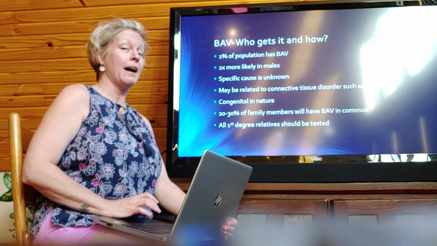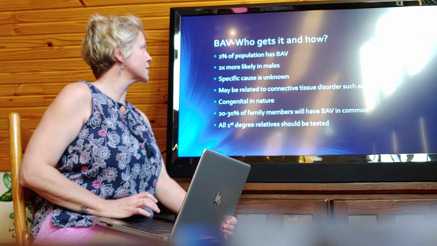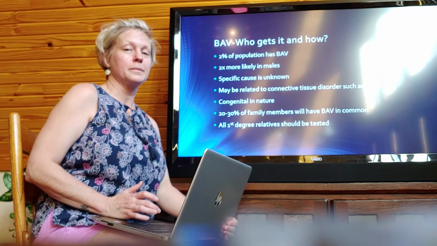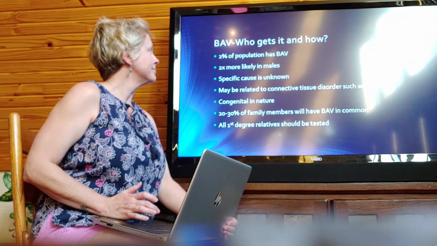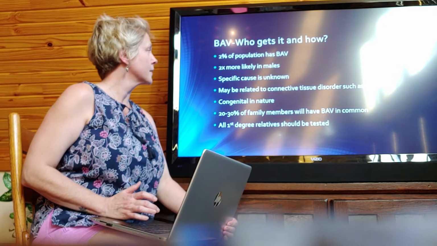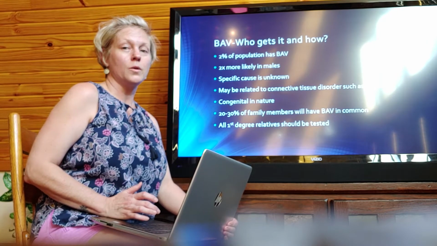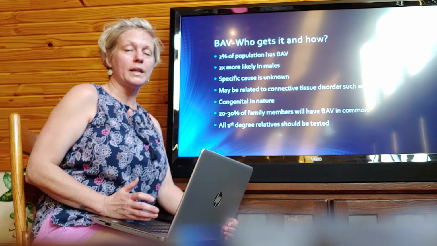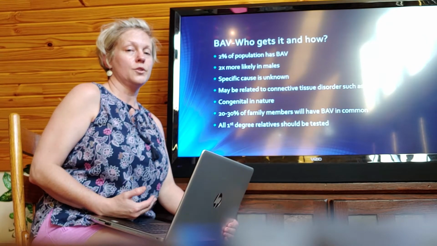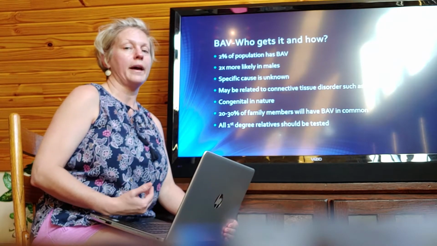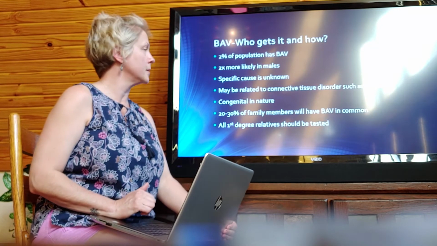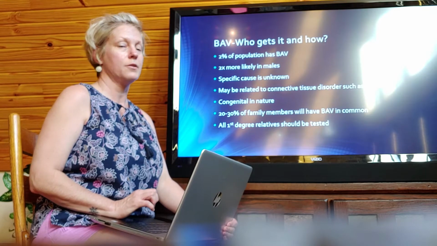Who gets it and how do you get it? So 2% of the population supposedly has a bicuspid aortic valve. It's 2 times more likely to occur in males than females. The specific cause is unknown, but they have seen some relation between a connective tissue disorder like Marfan's and the occurrence of the bicuspid aortic valve. I didn't look to see the percentage of that, I'm sorry, but there is some relation they found.